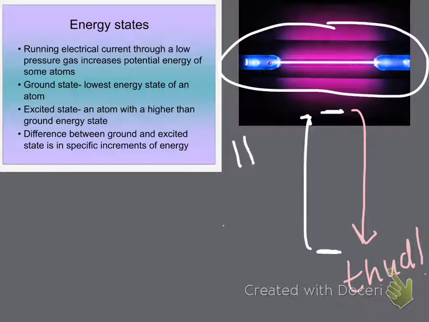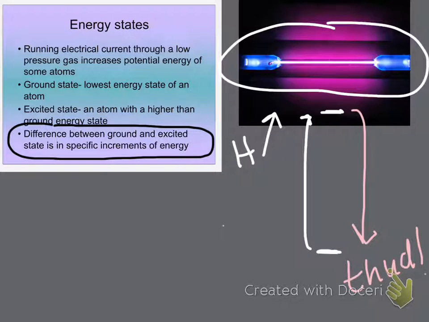For instance, hydrogen. Oh, what a pretty pink glow. It had been proposed that the ground state of hydrogen was the lowest energy state possible, and that somehow when you ran current through it, you excited the gas. You raised it up to a higher energy level. Now, that's great, but we didn't really know exactly what that meant in terms of, where are we going with this? Electrons. It had been proposed, however, that the difference between ground state and excited state occurred in specific increments.